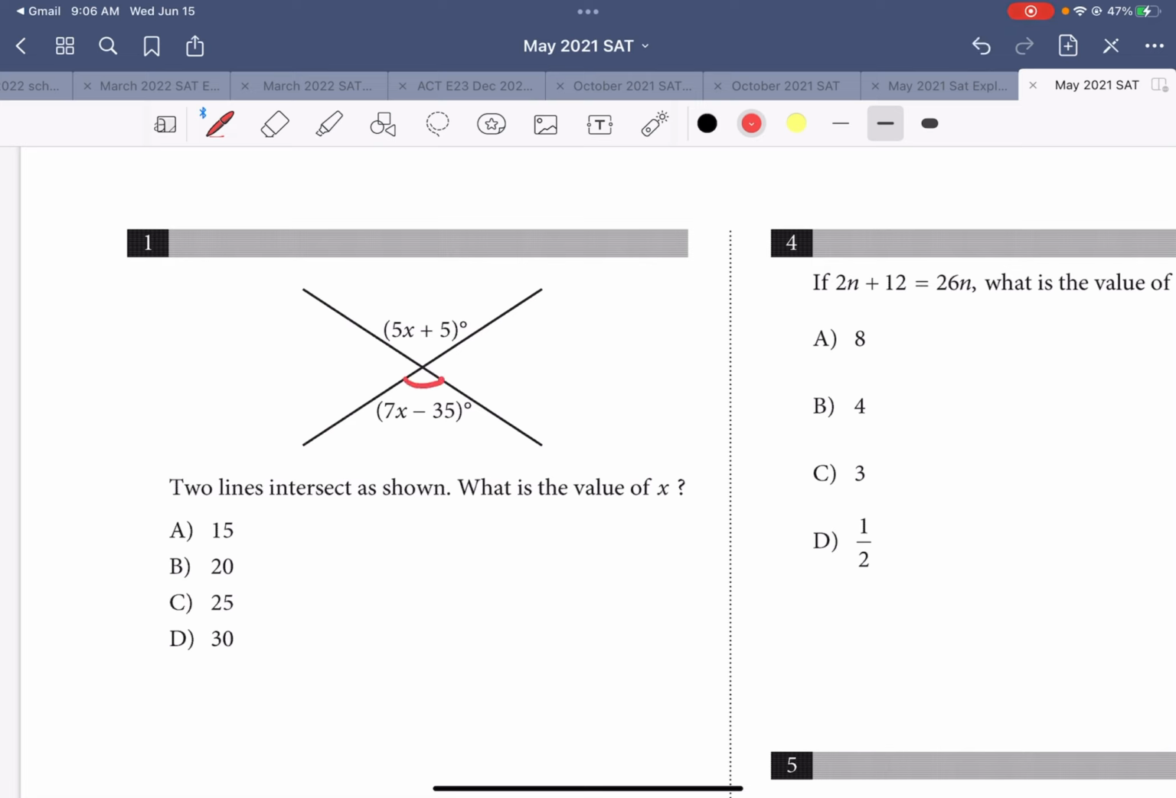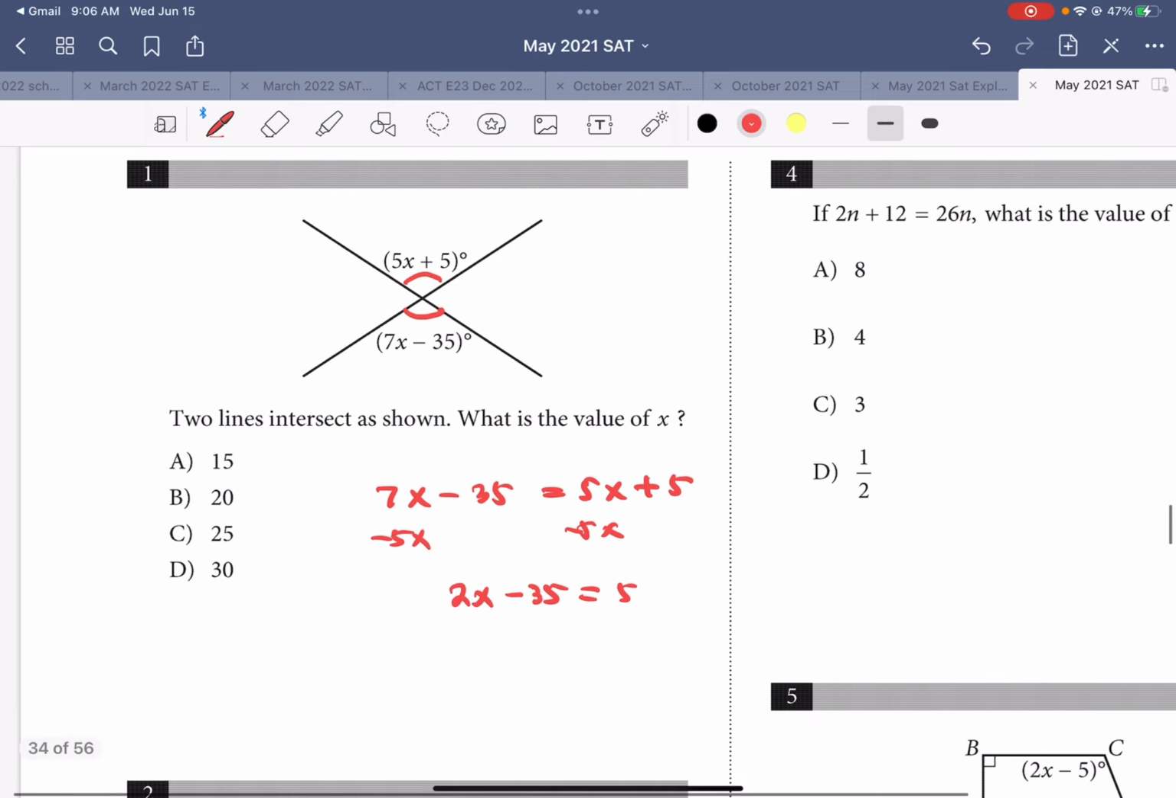So those two angles are vertical angles, they are congruent. So you can set them equal to each other. And subtract 5x both sides. And then you add 35 both sides. When you divide by 2, x equals 20. Okay, this is B.